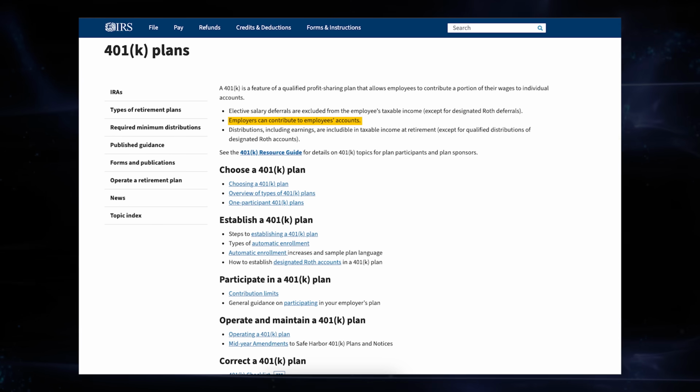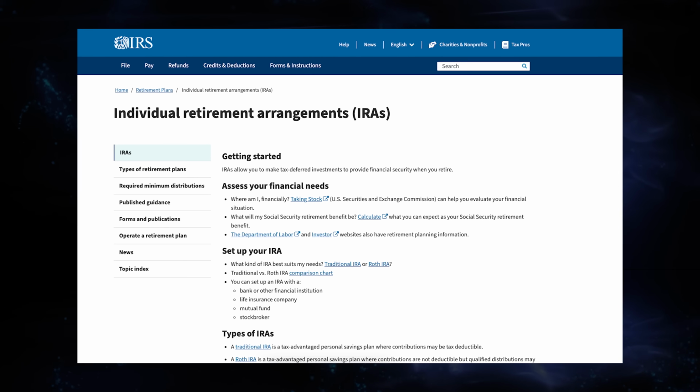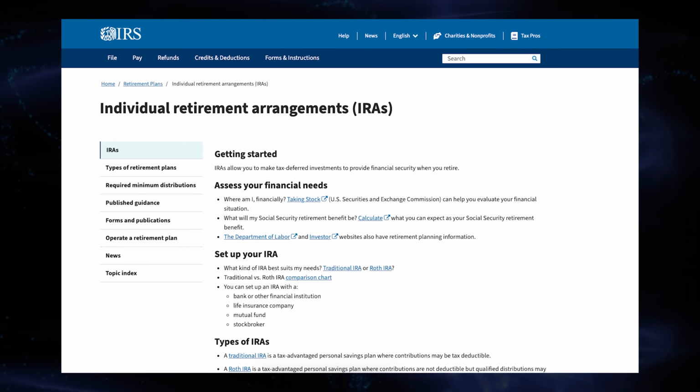Some employers would actually do 401k matching. Like for example, when I was working at Meta, they did 7% 401k matching up to a certain limit, which is really, really good. So it's essentially free money that the employer is putting into your retirement account. IRAs are considered individual accounts, so you're basically operating that by yourself.